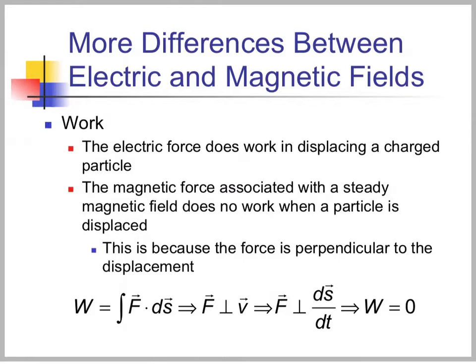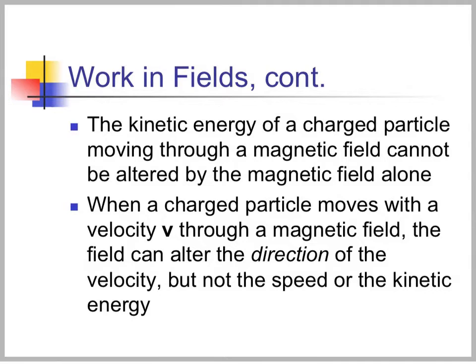What does that mean? It means that magnetic fields can change direction, but they can't change speed. They can't change the 1/2 mv squared. The kinetic energy of a charged particle moving through a magnetic field cannot be altered by the magnetic field alone. So when a charged particle moves with a velocity v through a magnetic field, the field alters the direction of the velocity, but not the speed or the kinetic energy.